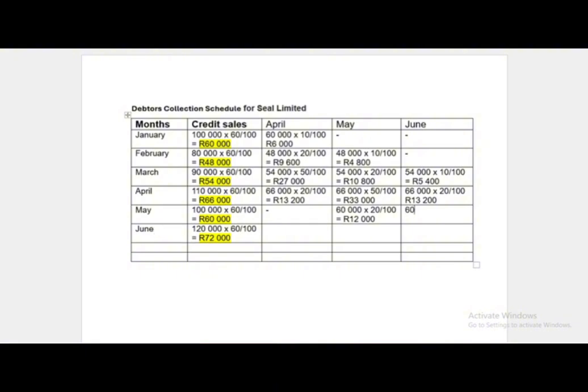So it's going to be 60,000, right? We multiply by 50, you divide by 100, right? So how much is the 50% of 60? Let's see how much we are collecting right there.